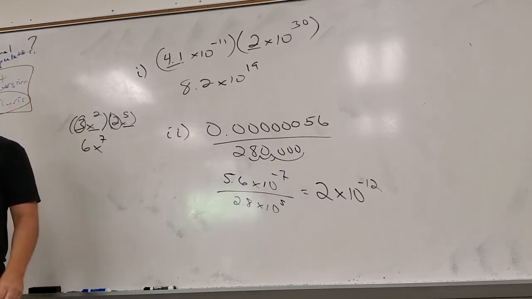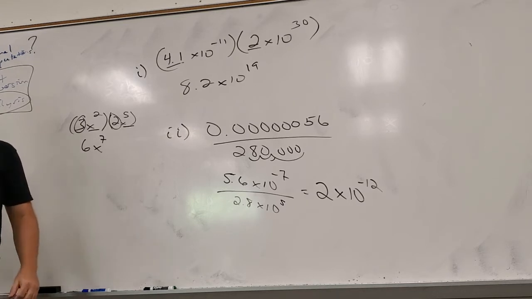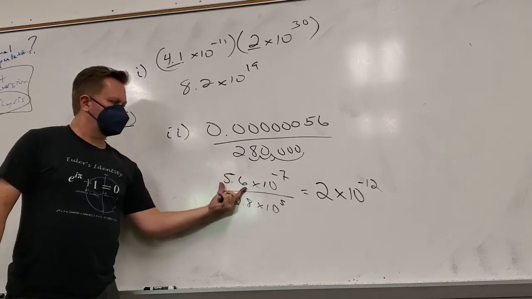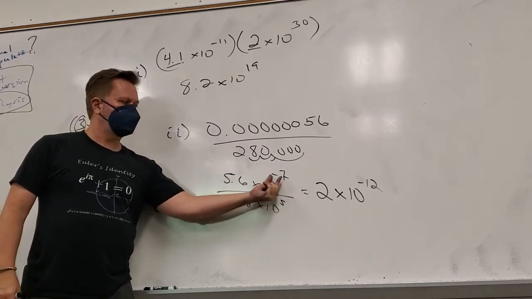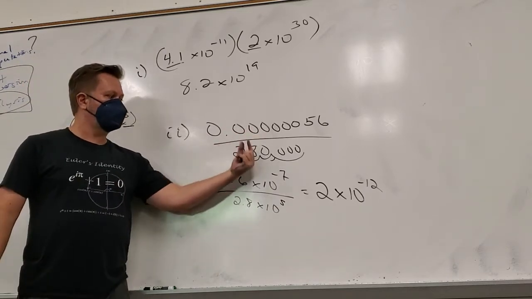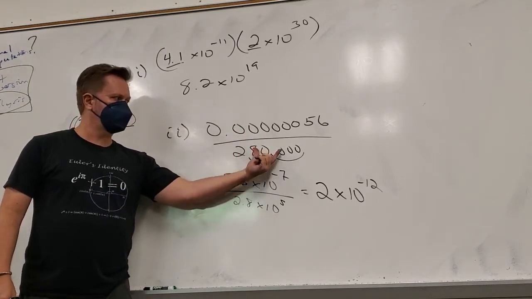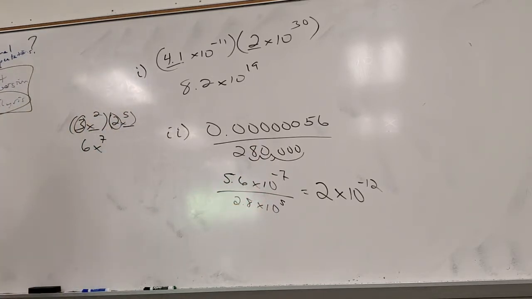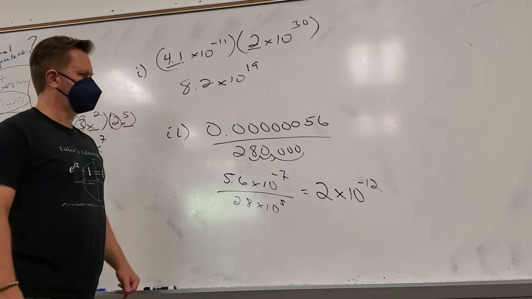But 5.6, why is it negative 7 if we make the number bigger? No. If the number is small, the power will be negative, because how do I take 5.6 and make it small? I divide by 10. When these 7 tens go down, it would divide by 10. So if the number is small, the power will be negative. If the number is big, the power will be positive. Is that cool? So you put the decimal places over, and then divide 56 by 28, and that's what you got, 2.